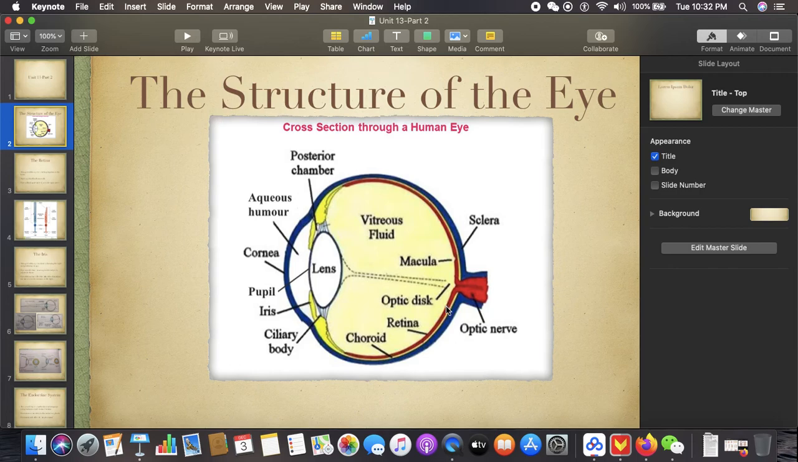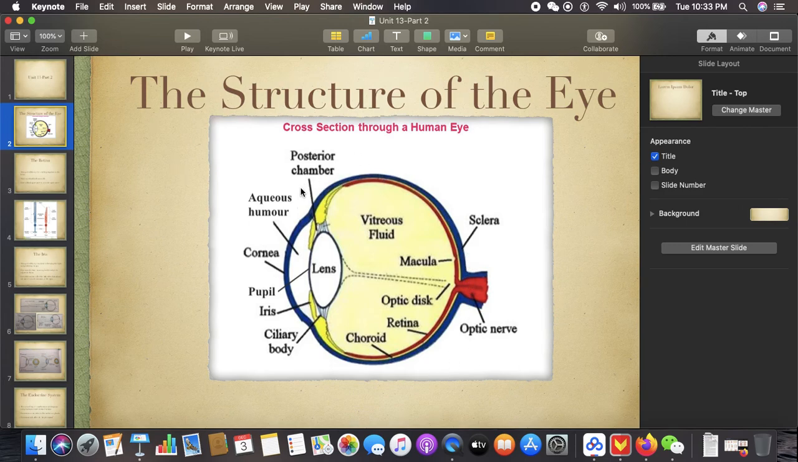And then this red layer here is called the retina. Behind the retina is a layer called the choroid, which absorbs the light that passes through the retina. This stops the light from scattering all across the eyeball and protects the eye from further radiation by the light.